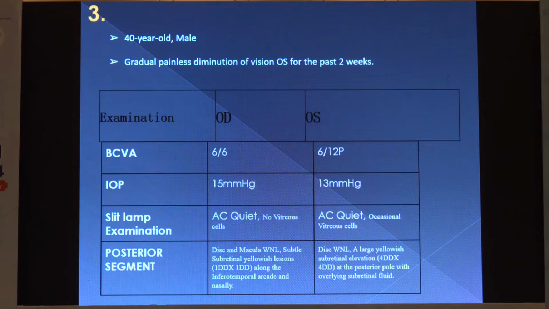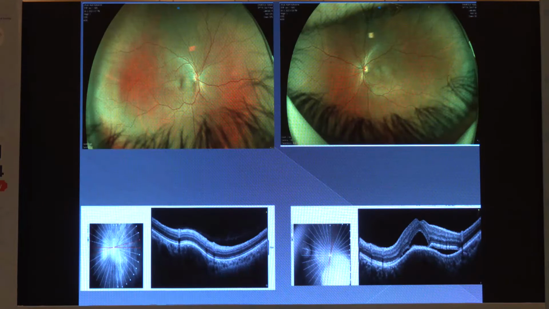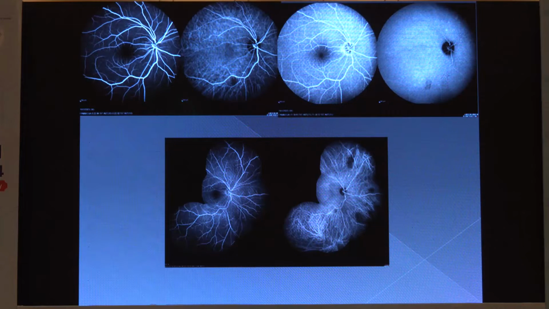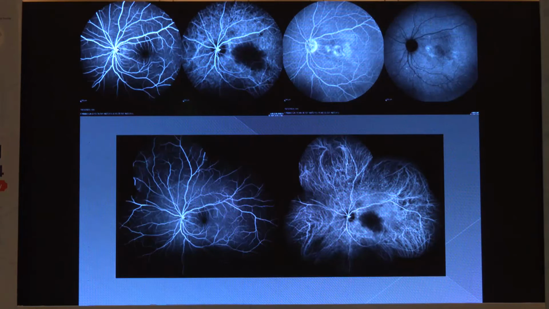the left eye for the past 2 weeks. Vision in the right eye was 6/6, in the left eye it was 6/12 partial. Right eye posterior segment shows a subtle subretinal yellowish lesion over the inferotemporal arcade, and in the left eye it was along the posterior pole along with subretinal fluid. These are the FFA and the ICGA findings with the correlating subretinal mass.